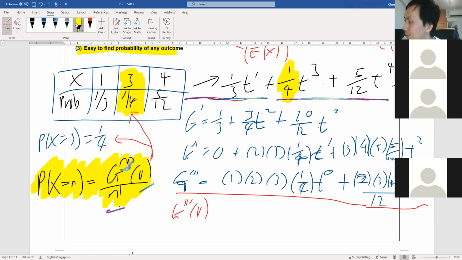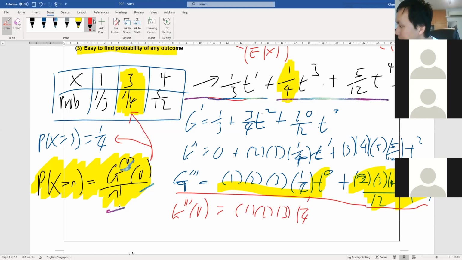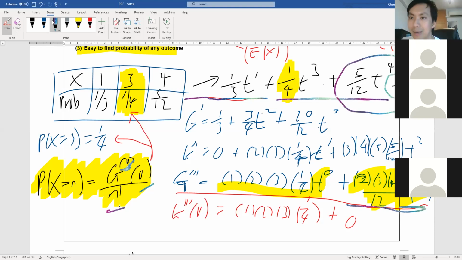The term that I'm looking for is actually here. It's already t to the power of 0, so letting t be 0 plays no part at all. But letting t be 0 allows me to queue off the terms after it. In particular, this one. If you let t be 0, you're going to get 1, 2, 3, 1/4, plus 0. So the terms after it have been cubed off this particular term. That is the whole purpose of letting t be 0.